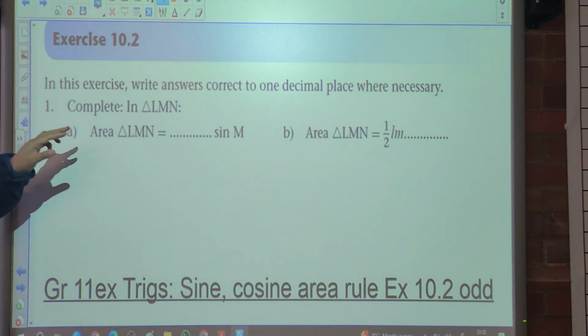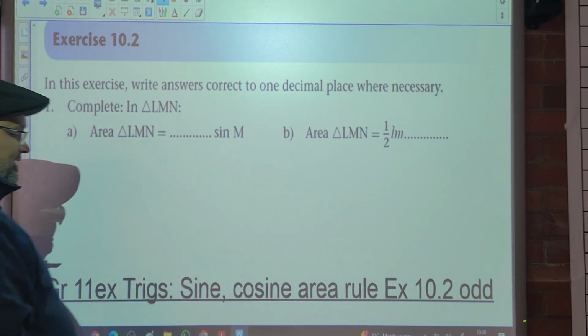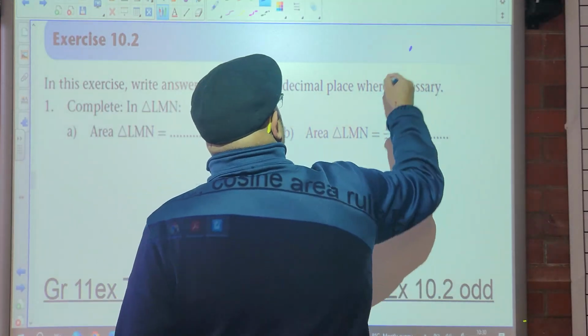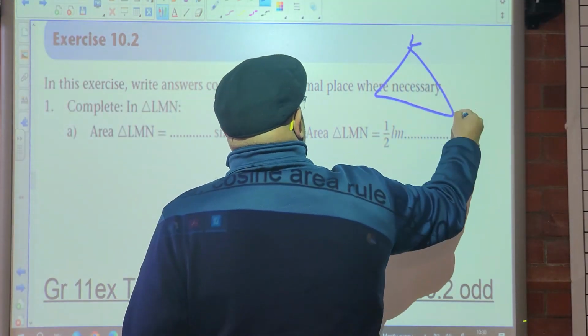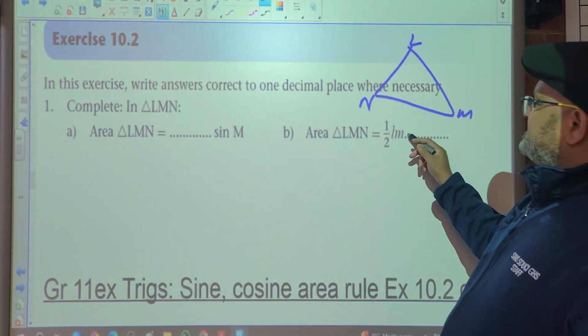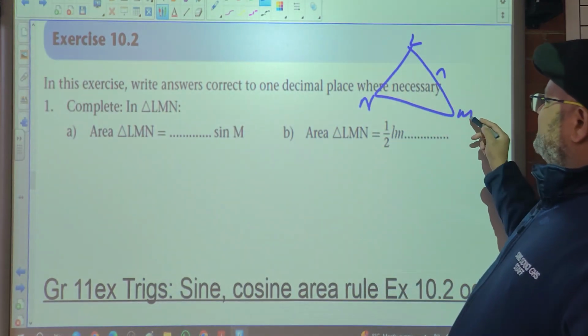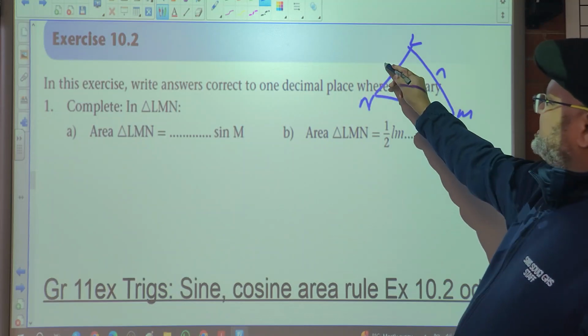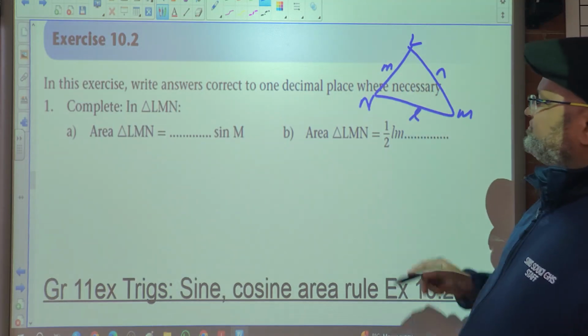decimal place where necessary. So they ask us to complete in triangle LMN. So what I do is I just draw a triangle LMN. So what I see is small lowercase letters. So there is lowercase n, there's lowercase m, and lowercase l.